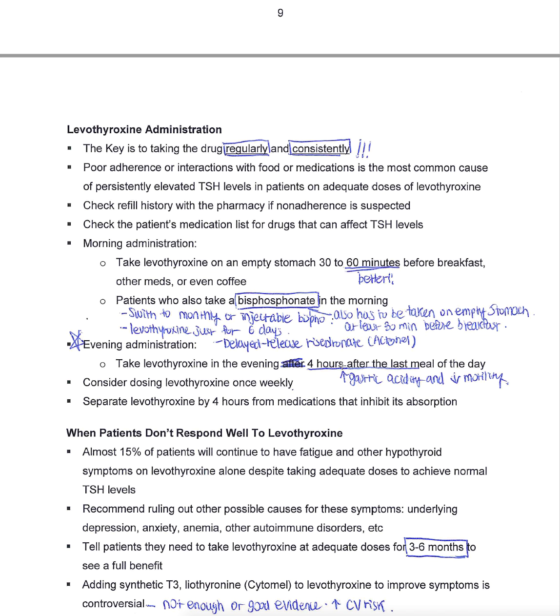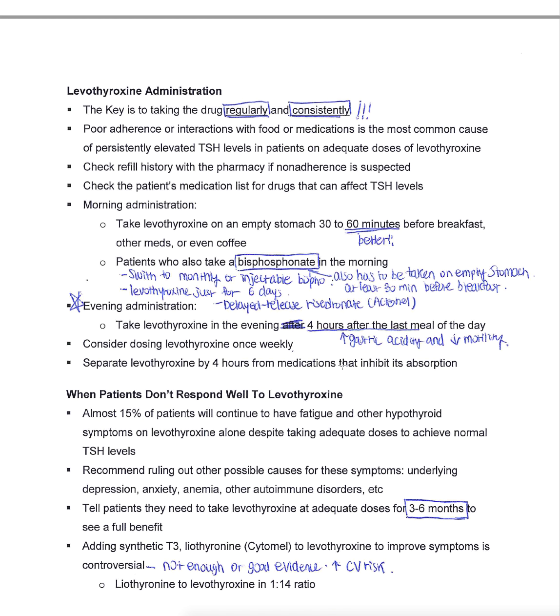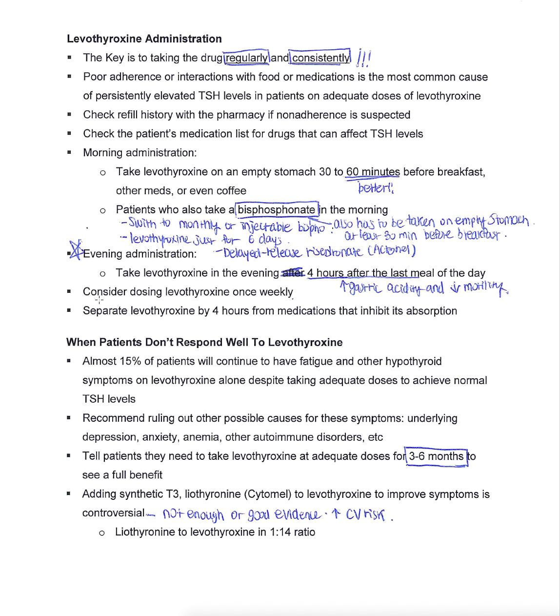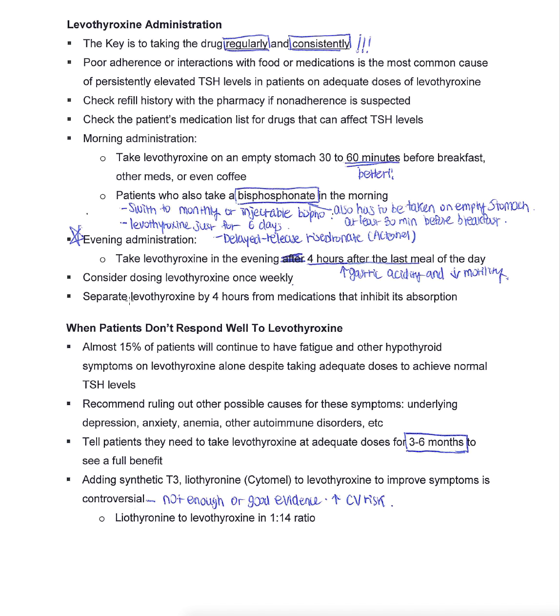So when a patient starts to take those medications, we have to make sure to check TSH, and we may have to increase the dose based on the patient's TSH. Another strategy is we can maybe consider doing levothyroxine once weekly, but this is not something that is really routinely done. But this is a possibility given the long half-life of T4. And again, separate levothyroxine by 4 hours from medication that inhibits its absorption.